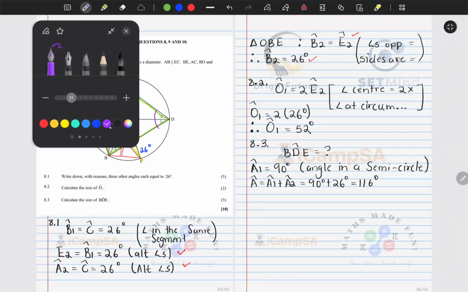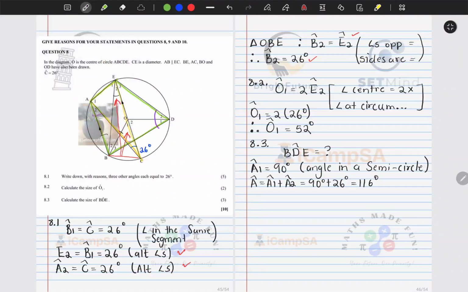So what do we know about a cyclic quad? Opposite angles of a cyclic quad are supplementary. So angle A plus that angle there, which is BDE, should be 180 degrees. This is just opposite angles of a cyclic quad. They are supplementary, in other words, they add up to 180 degrees. So that is the reason there.